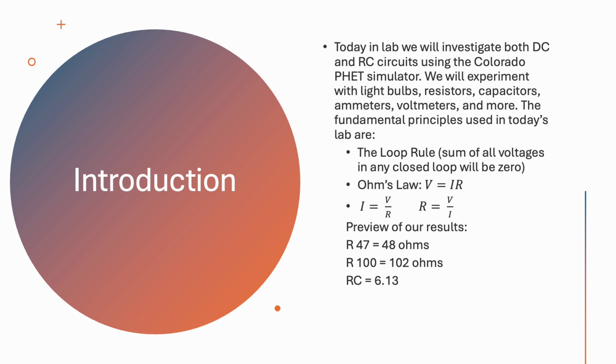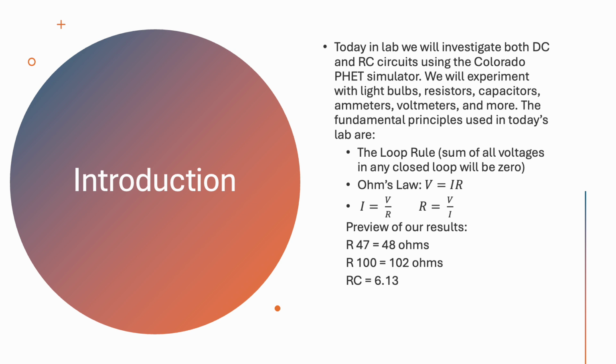And the fundamental principles that we're going to use in today's lab, just to name a couple: the loop rule, which we'll see in part 1, which is that the sum of all voltages in any closed loop will be 0, and Ohm's law, which is voltage is equal to current times resistance. And then you can see the different equation variations when you rearrange the formulas.